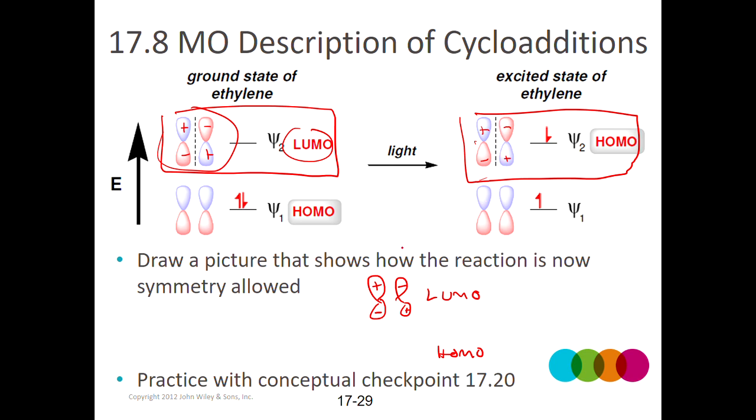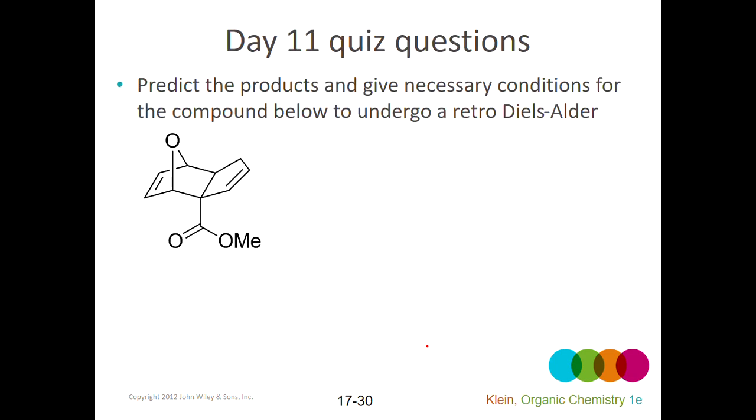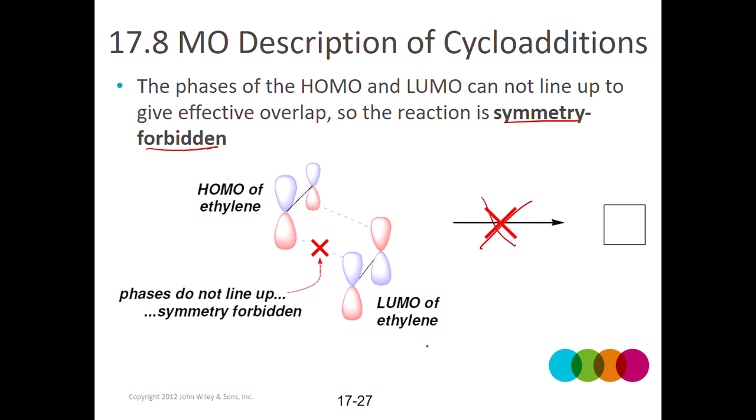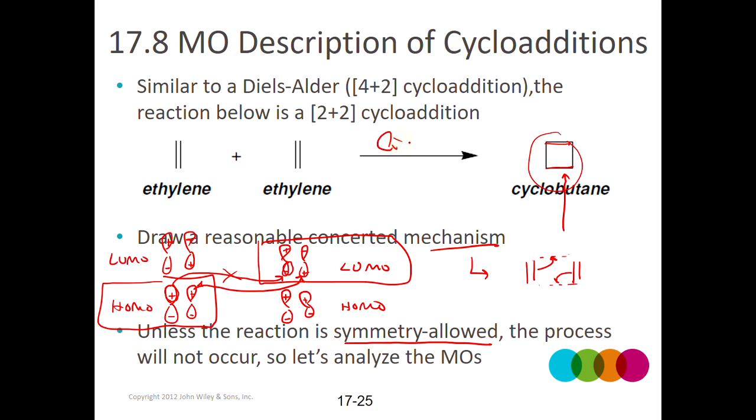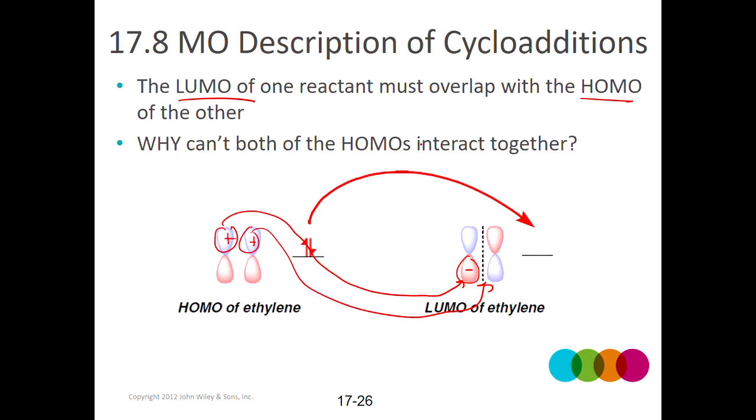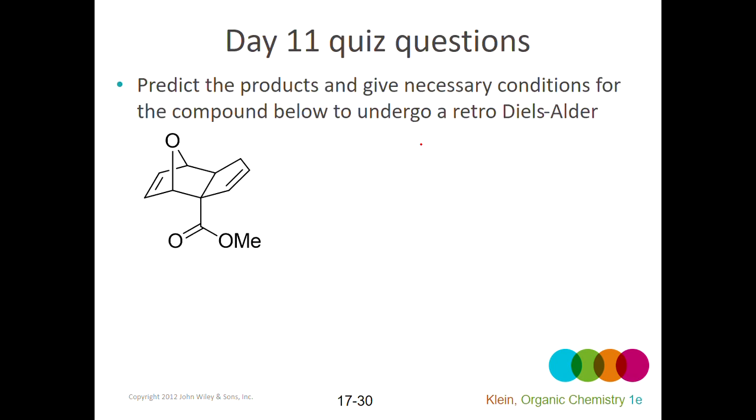If we flip the structure over, this negative would be here, and the positive would be here. So now it is symmetry allowed. Both areas of overlap allow for constructive interference, and so this reaction can work under the right conditions. If we use light to excite one of the molecules up, what was its LUMO will become its HOMO, and that can overlap with the LUMO of the other, and that will allow the orbitals to properly overlap as we just showed. So you can make cyclobutane from molecules of ethene if you excite them with light first. Questions about that?